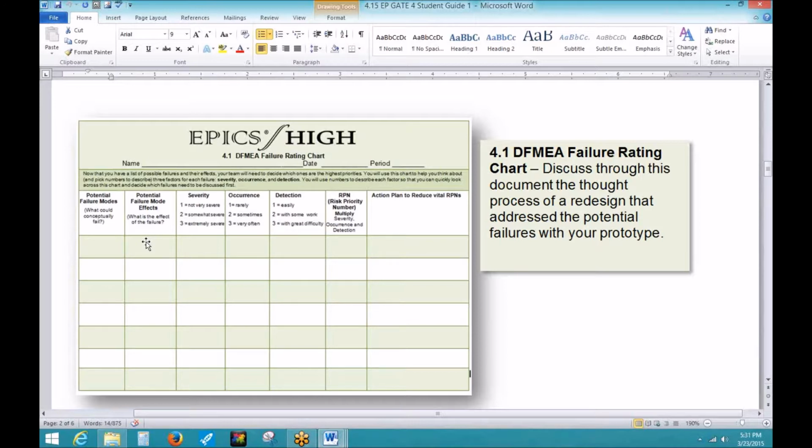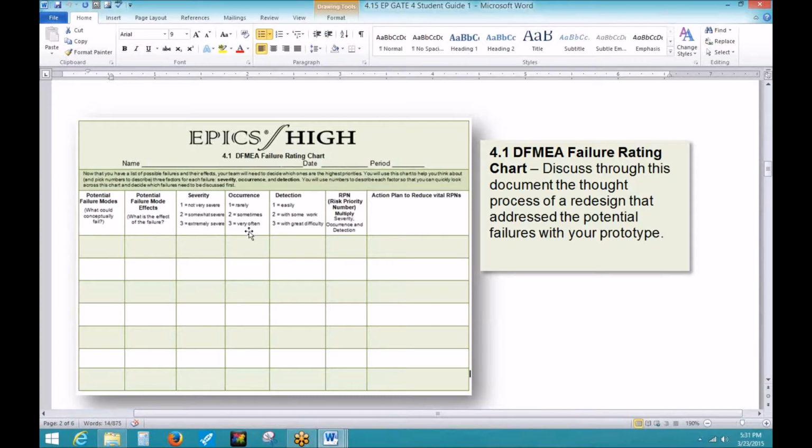So let's say you're designing a tray for a lunchroom. So what is the potential failure? Well, it could break. There's all kinds of potential failures. And then you have what is the failure effects. Is it catastrophic? Will it hurt the person? Or is it minor? So that's all those decisions that the students are going to have to make.